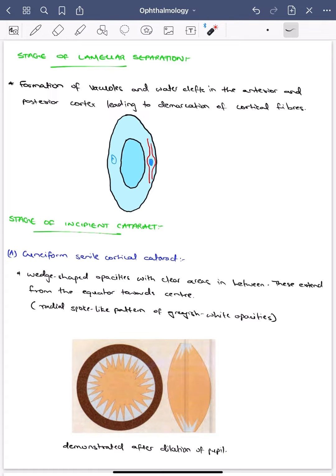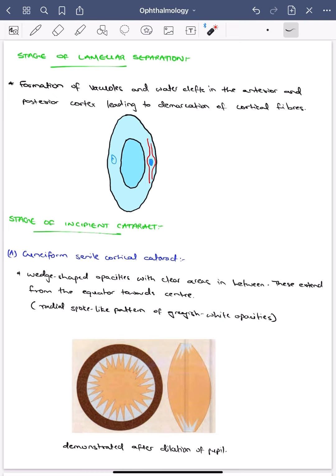Next, we have the stage of incipient cataract, and in this stage the opacity develops further, and let us see how the opacity develops in cuneiform senile cortical cataract and cupuliform. So remember, cortical cataract is of two types, cuneiform cataract and cupuliform, and the development of opacity is different in both.